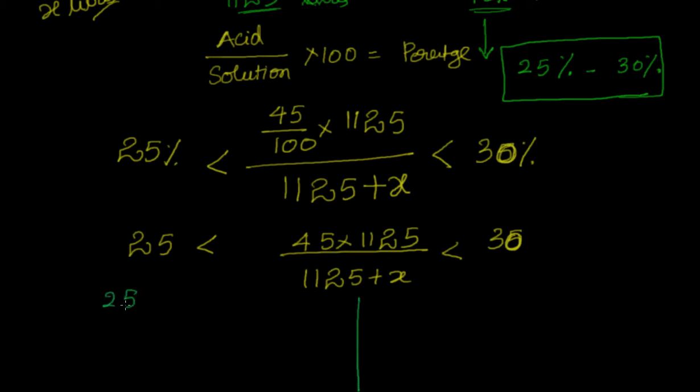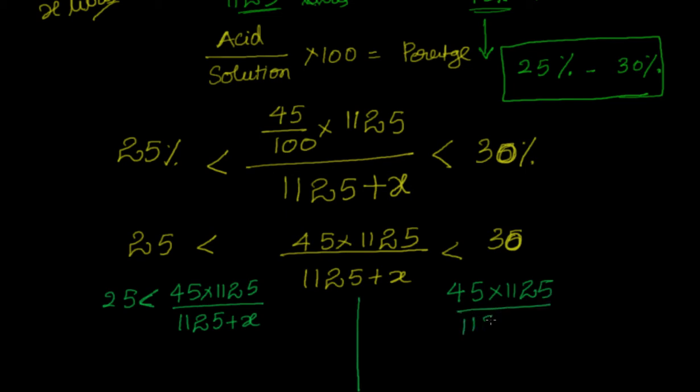One is 25 less than 45 into 1125 divided by 1125 plus x. Another one is 45 into 1125 by 1125 plus x is less than 30. So let us solve the first one.